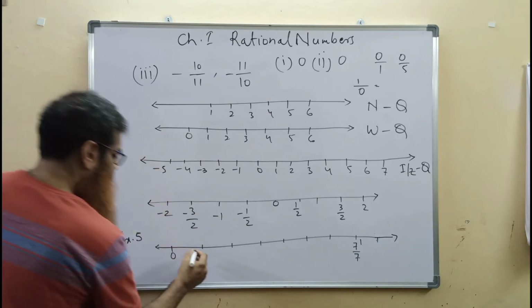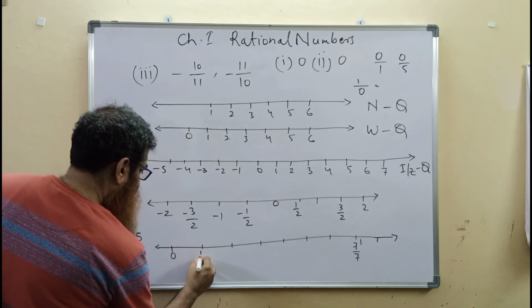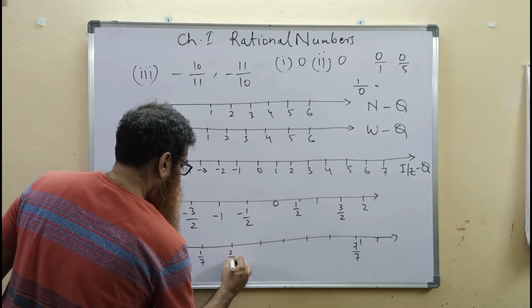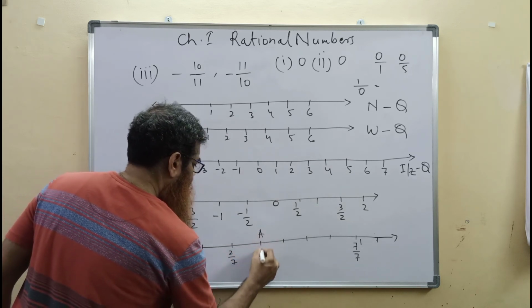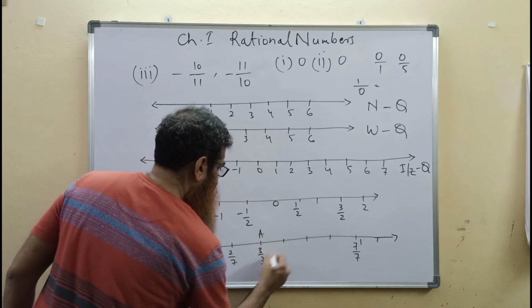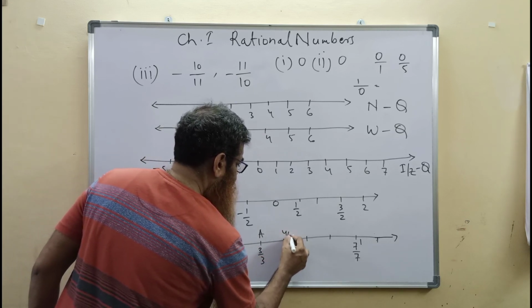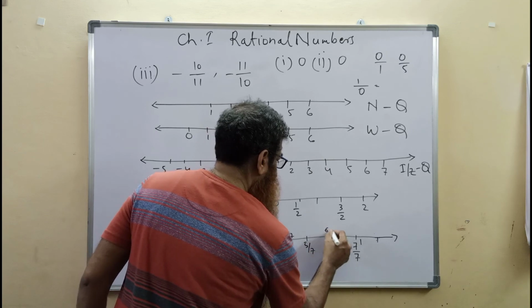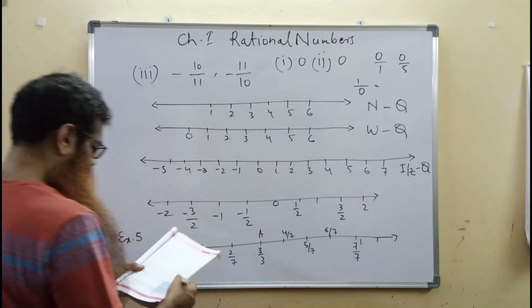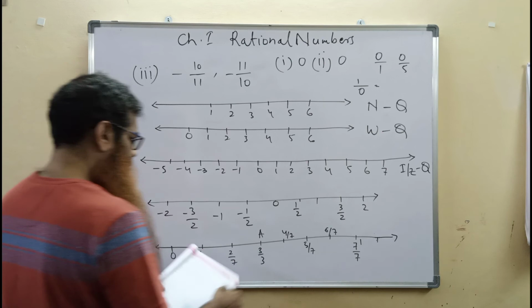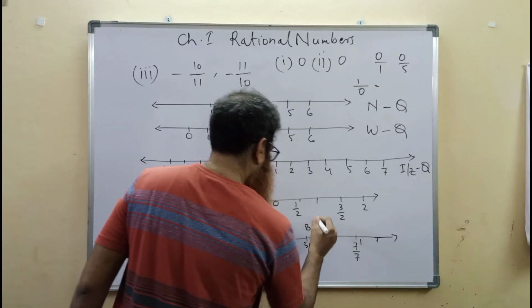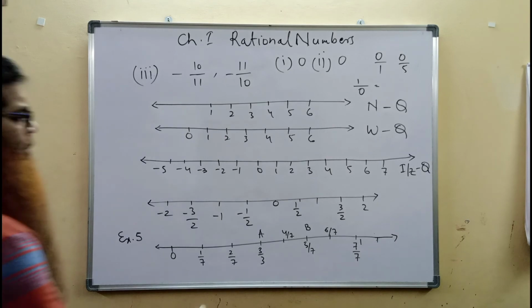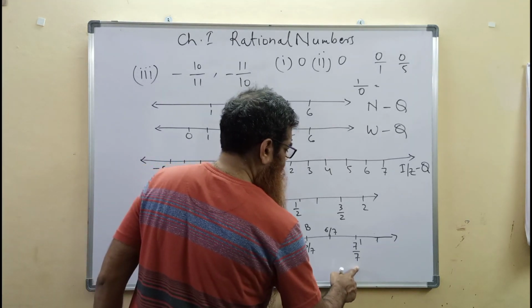So this is 1 by 7, 2 by 7. Here A is marked, so A is 3 by 7. Then we have 4 by 7, then 5 by 7, then 6 by 7. So B is marked at 5 by 7.